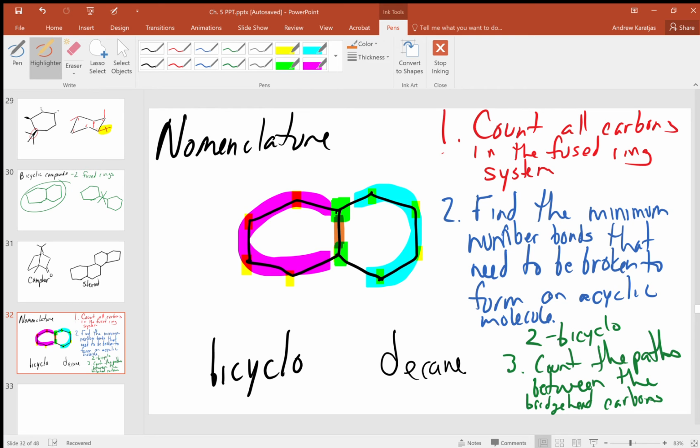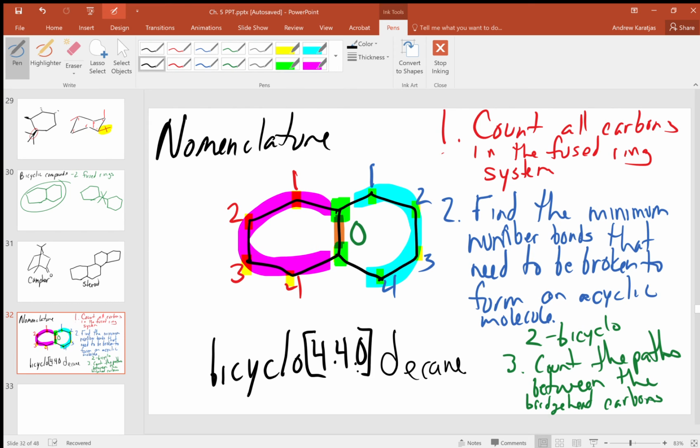How many carbons are in each path? This first one, 1, 2, 3, 4. This path has 1, 2, 3, 4, because we do not count the bridgehead carbons. And then in the middle, we have none. So we call this compound bicyclo 4,4,0 decane.